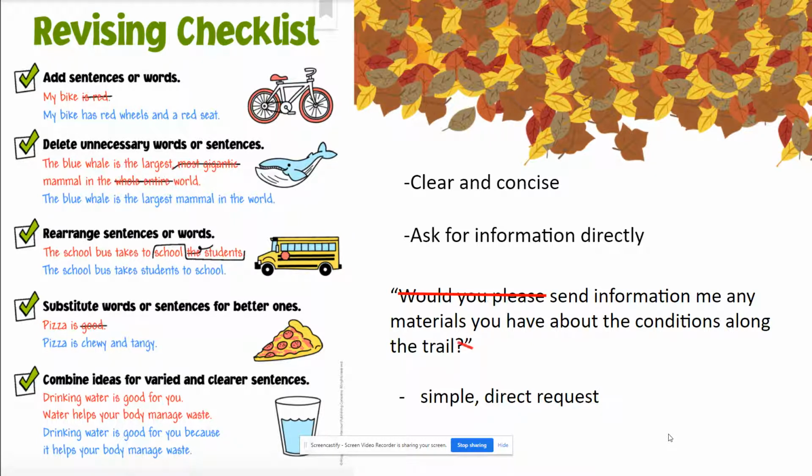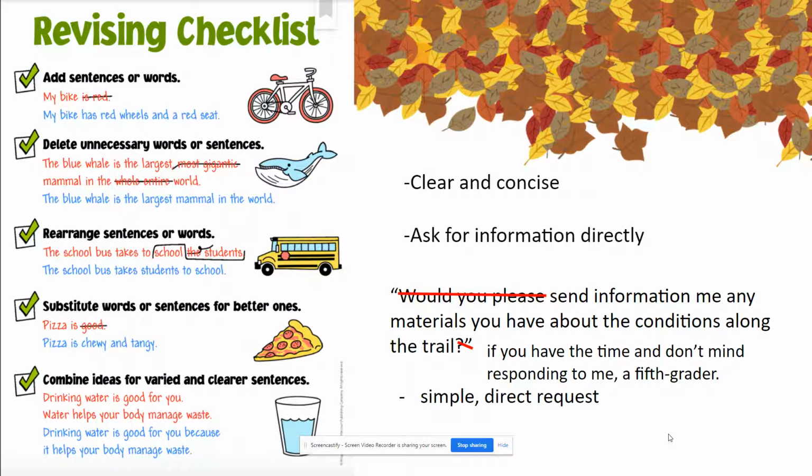If I added a clause to the end of the sentence, such as, "If you have time and don't mind responding to me, a fifth grader," I might complicate my request with unnecessary information. Listen to how it sounds in full. "Would you please send information to me with any materials that you have about the conditions along the trail? If you have time and don't mind responding to me, a fifth grader." It's complicated and unnecessary information to add, so we don't want to do that.